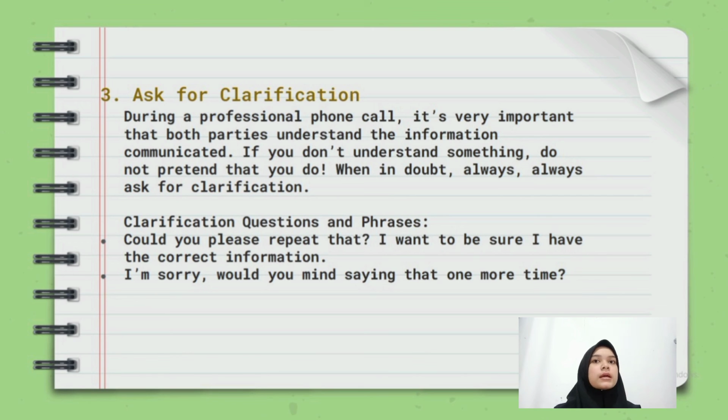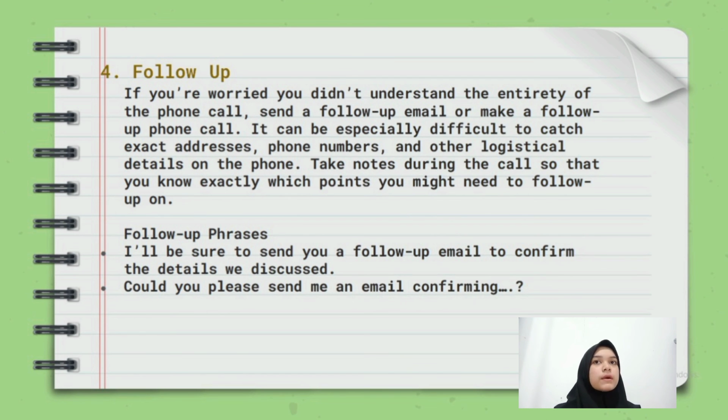Clarification question and process. Example: could you please repeat that? I want to be sure I have the correct information. I'm sorry, would you mind saying that one more time? The last is follow-up. If you're worried you didn't understand the entirety of the phone call, send a follow-up email or make a follow-up phone call.